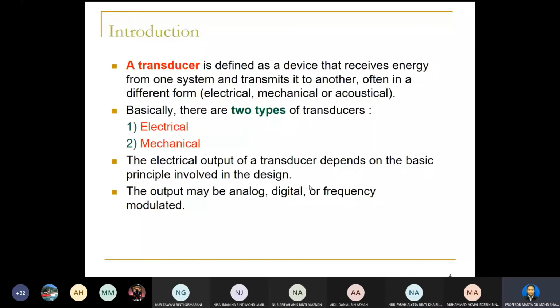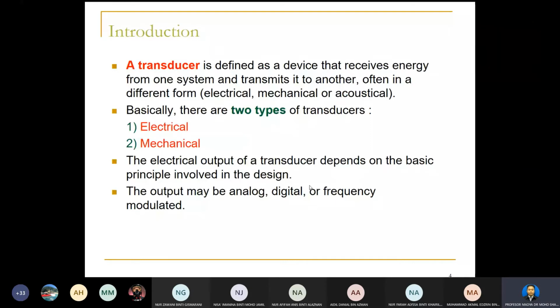Alright, so next, the transducer is defined as the device that receives energy from one system and transmits it to another, often in a different form such as electrical, mechanical, and acoustic. Basically there are two types of transducer: the electrical and the mechanical.